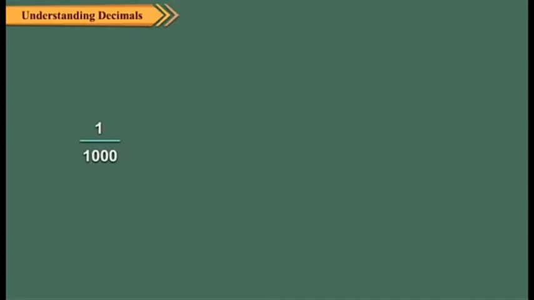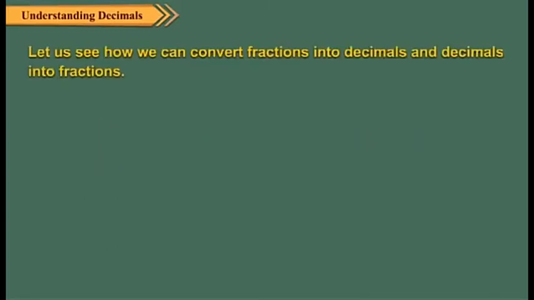Similarly, if we divide a square into 1000 equal parts and shade one part, the shaded part shows 1 by 1000, which is equal to 0.001. It is called one thousandth. Next, let us see how we can convert fractions into decimals and decimals into fractions.